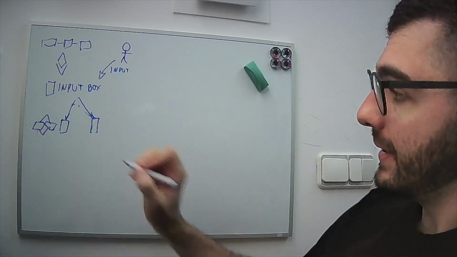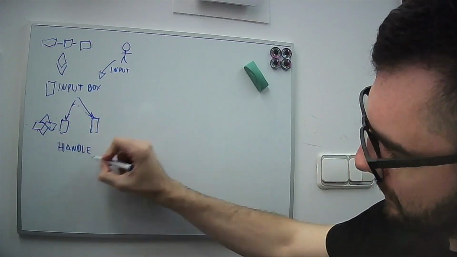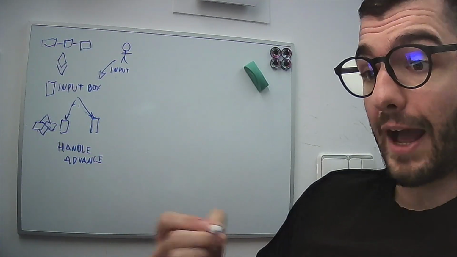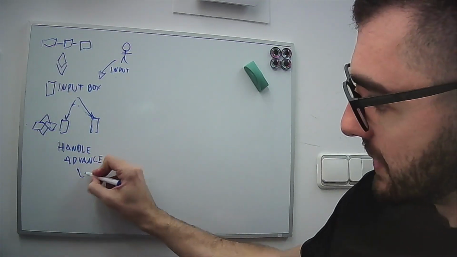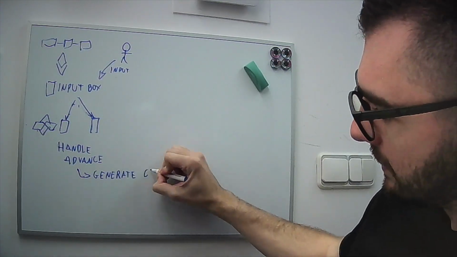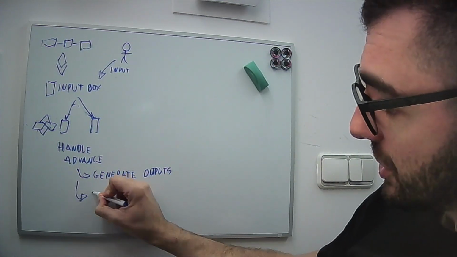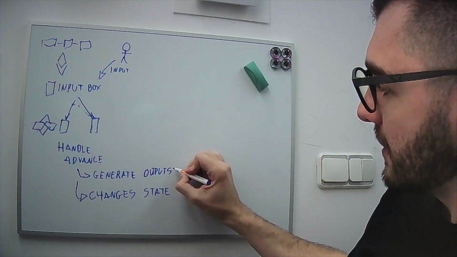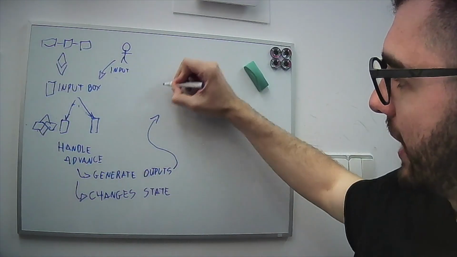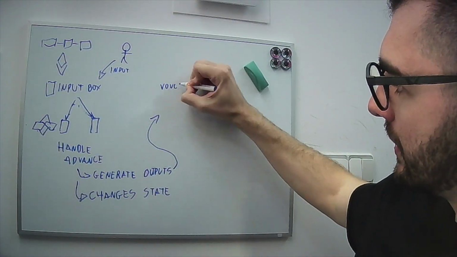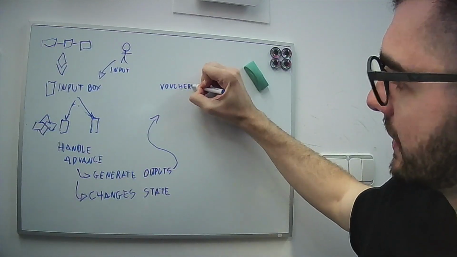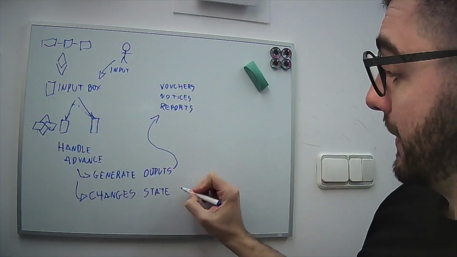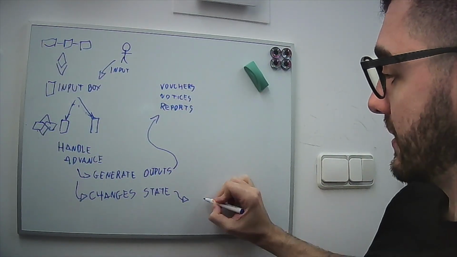This will trigger something that is the handle advance function. Inside the handle advance, we can do many things like get the values and alter the state of the machine. So for example, this generates outputs, and it also changes state. Now, what does this mean? These outputs right here can be those three types of outputs that I mentioned before: vouchers, notices, and reports. While this state can be any variable inside your application.